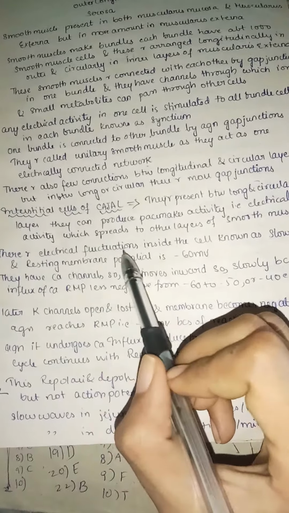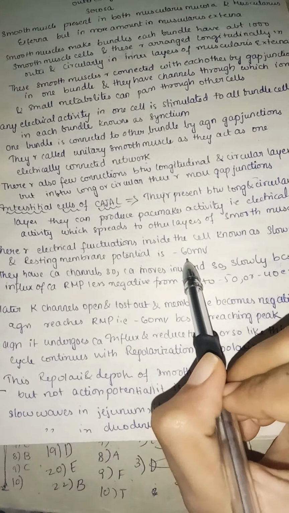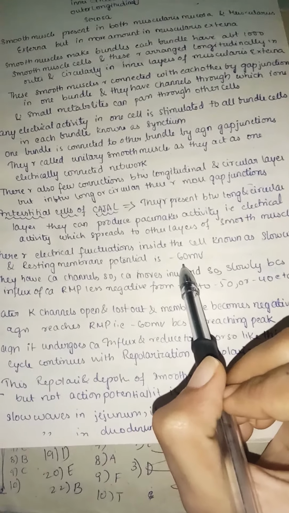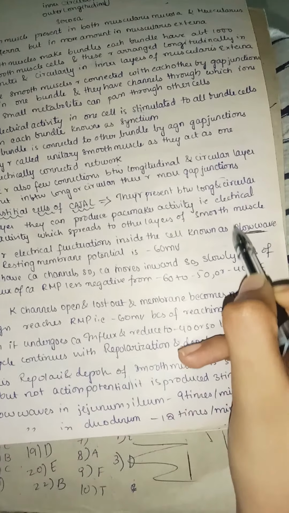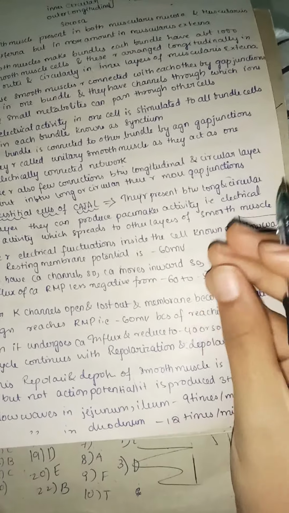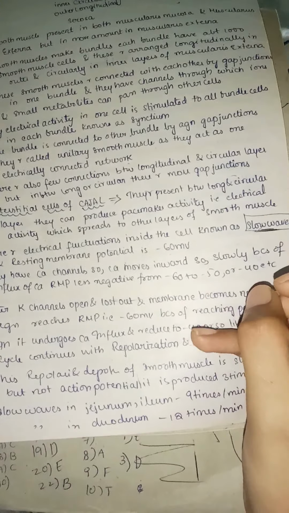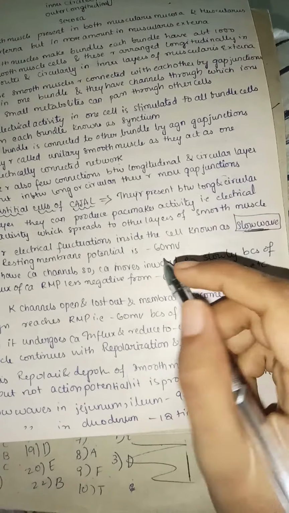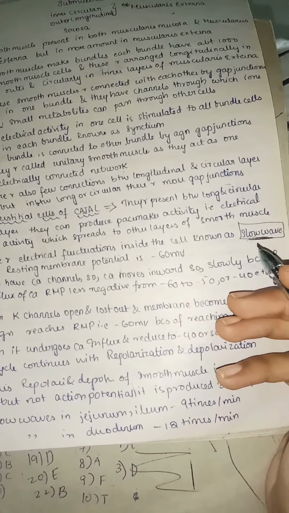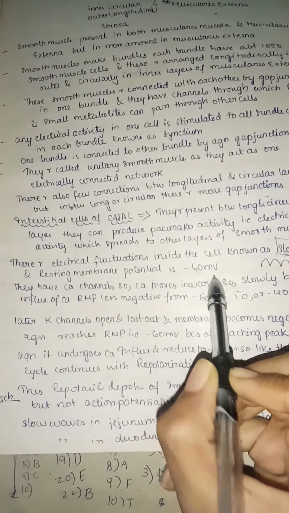There are electrical fluctuations inside the cell. These are known as slow waves, and the resting membrane potential here for the gastrointestinal cells is minus 60 millivolts. These are not true action potentials, they are just waves. They fluctuate from the resting membrane potential to near threshold, not the exact threshold, because if threshold is reached, an action potential starts. So it goes near threshold, and again comes back to the resting membrane potential. So the waves will be like this. These are the slow waves, and the resting membrane potential for the GI system is normally minus 60 millivolts.